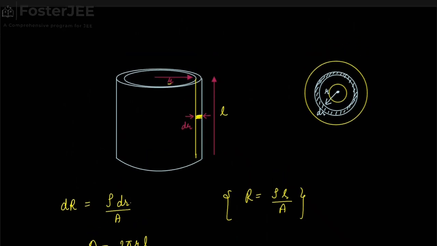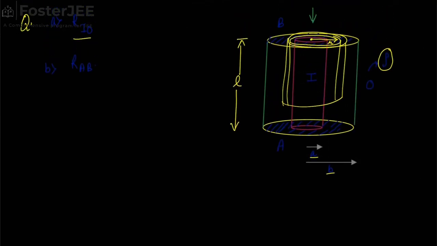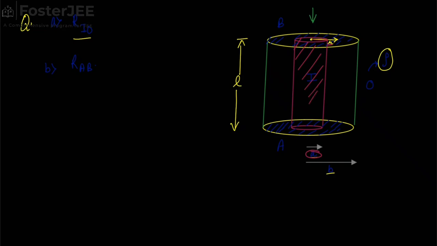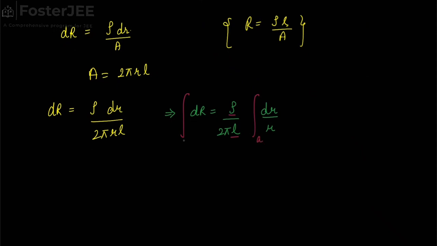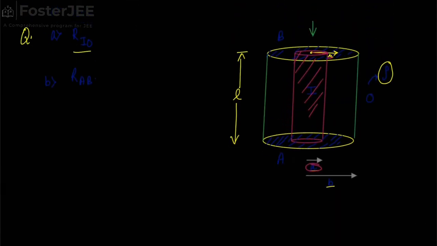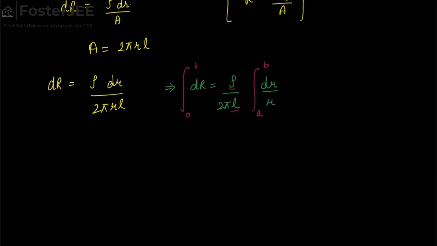When r was equal to a, that is, this r is equal to this a, at that time no element was being covered because this cylinder is hollow from inside. So when r was equal to a, no element was being considered, and hence the resistance offered by this material is 0. So when r was a, resistance was 0, and when r was b, the whole of the hollow cylinder is covered. So we need that resistance.